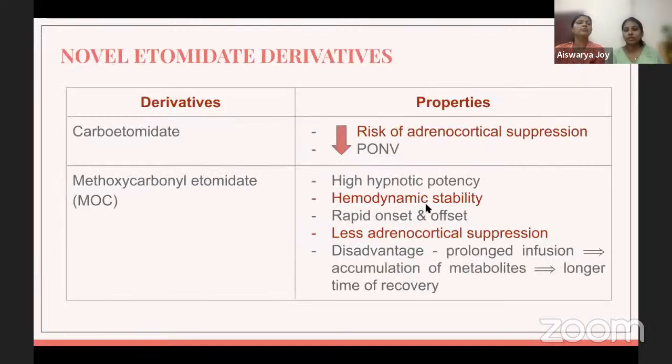Coming to novel etomidate derivatives, these were developed to mitigate the side effect of adrenocortical suppression of etomidate. This slide describes the derivatives and their properties. First one is carbo-etomidate. It has decreased risk of adrenocortical suppression along with decreased postoperative nausea and vomiting. Methoxycarbonyl etomidate has high hypnotic potency and hemodynamic stability. It also has rapid onset and offset, and less adrenocortical suppression. One of its disadvantages is that on prolonged infusion it causes accumulation of metabolites, thereby causing a longer time for recovery.